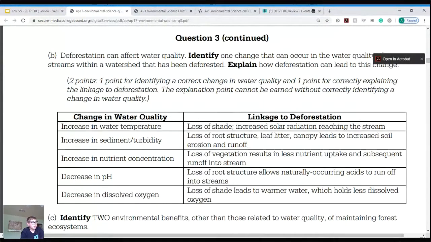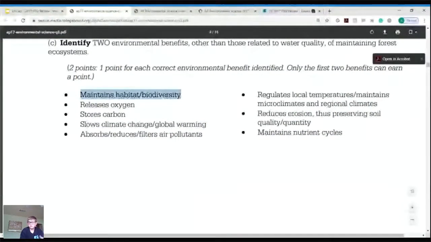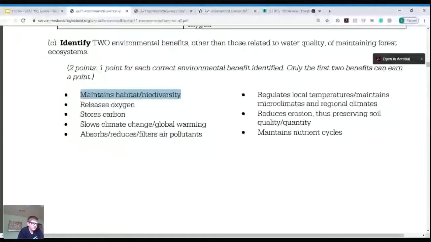So because I'm trying to go through this quicker now, 2 environmental benefits other than those related to water quality. Maintains habitats, biodiversity. Tanya, that's what you said. Where I feel like flood prevention was on the rubric as a reason. I swear that I saw it as a reason when I was making these slides. Give me 1 second.